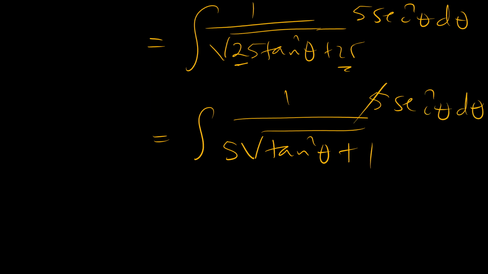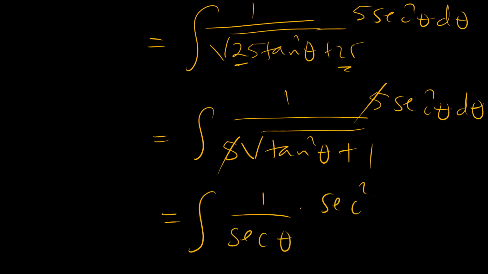So tan squared theta plus 1 is the same as sec squared theta, but we have a square root sign, so we have 1 over sec theta, and then we have sec squared theta in the numerator. So this and the square go, and our problem now becomes the integral of sec theta.